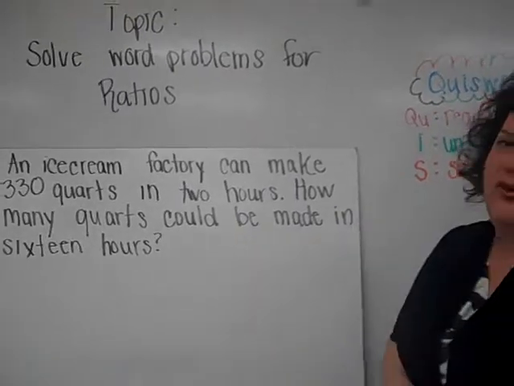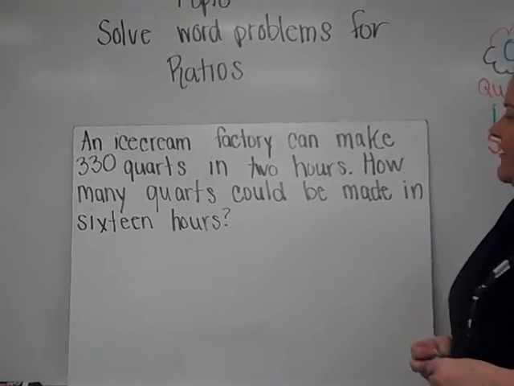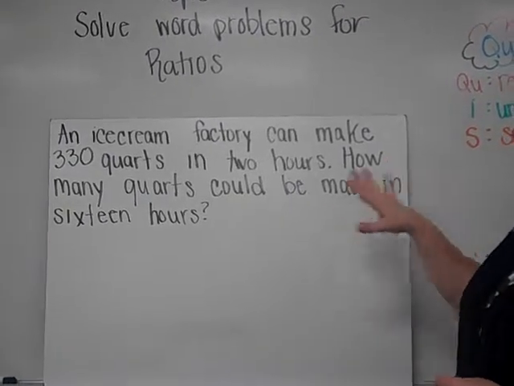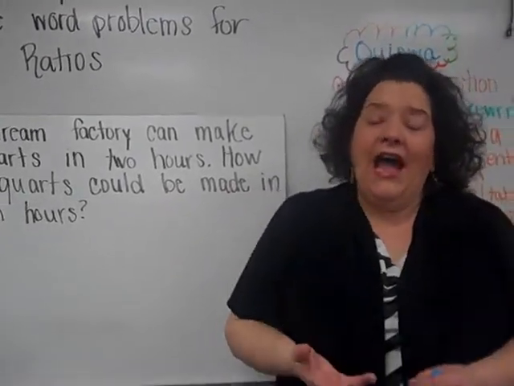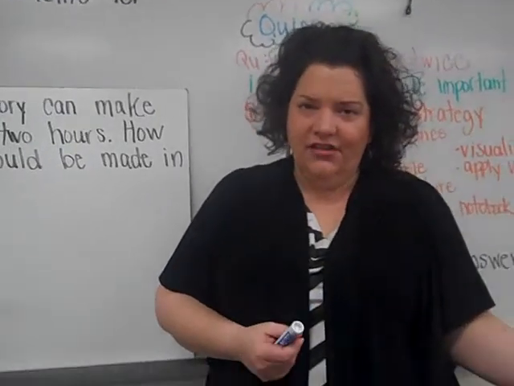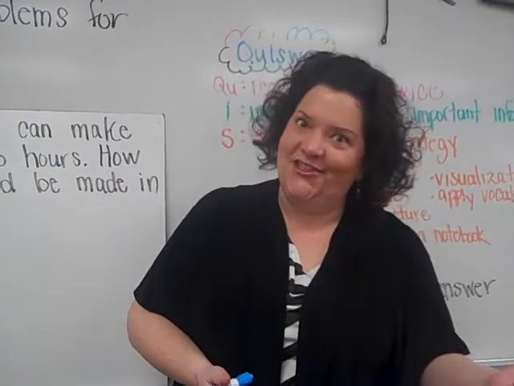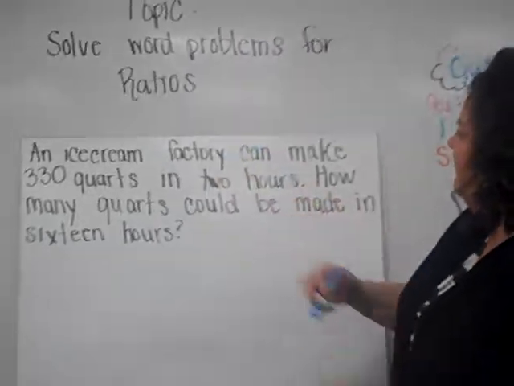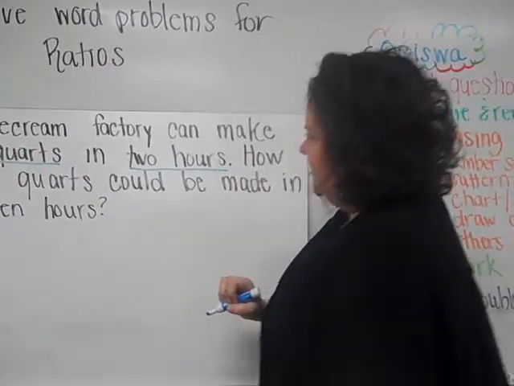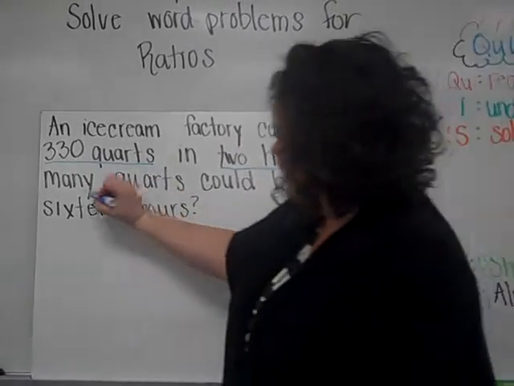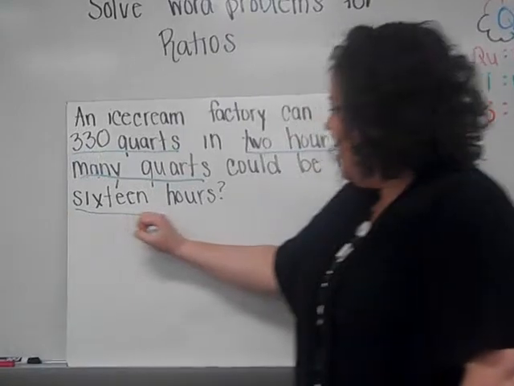I'm going to read the question twice. An ice cream factory can make 330 quarts in 2 hours. How many quarts could be made in 16 hours? Now I'm going to read the question for the second time, and I'm going to underline important information as I do so. An ice cream factory can make 330 quarts in 2 hours. How many quarts could be made in 16 hours?